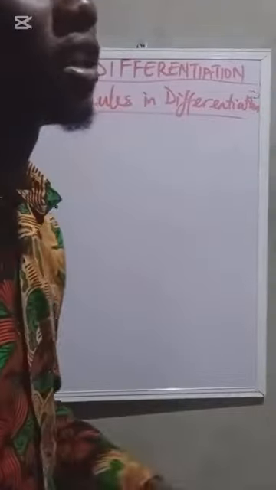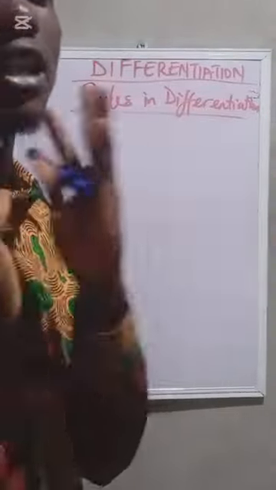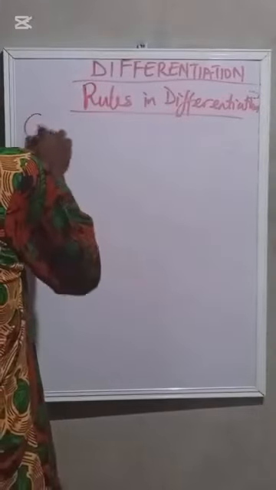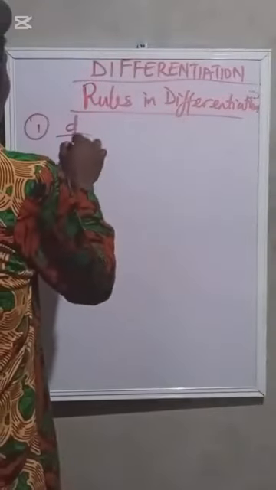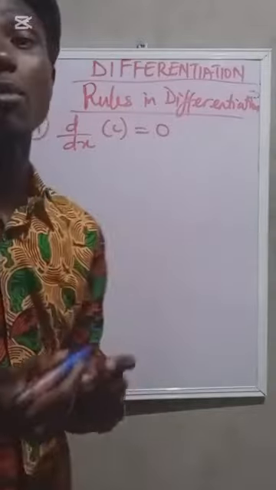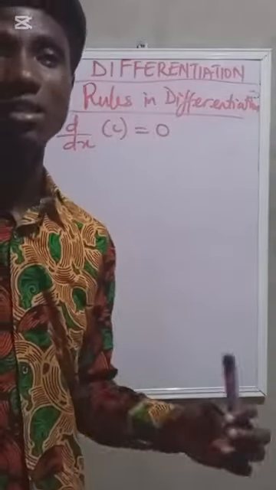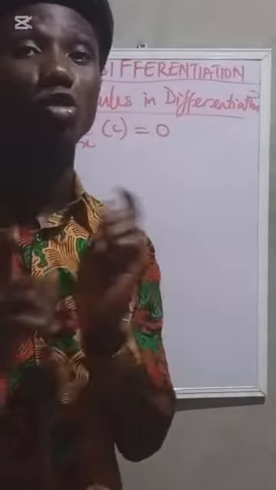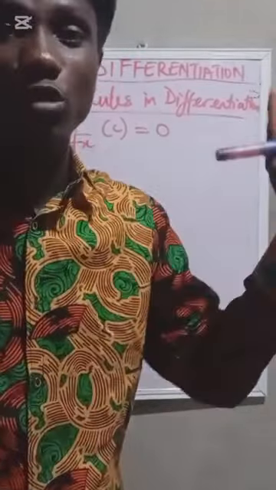So what are some of the rules in differentiation? Now the first thing is that if you have a constant, the differential of a constant is equal to 0. What do I mean? 1. The differential, let's say d with respect to x of c, is equal to 0. Your c is what we mean by constant. What do we mean by constant? A constant is what does not have a function of x with it. That's what we mean by constant.